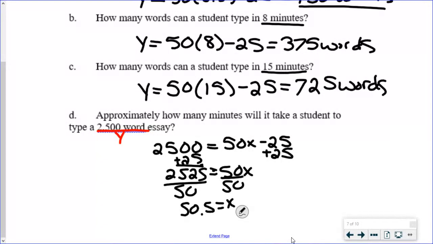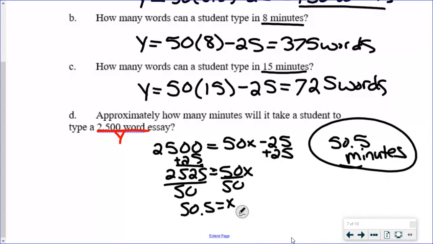So what does that mean? That means 50.5, and x is minutes. Make sure you're labeling. So that's 50.5 minutes of typing. That's a lot of typing. Now you should have your yellow worksheet filled out.